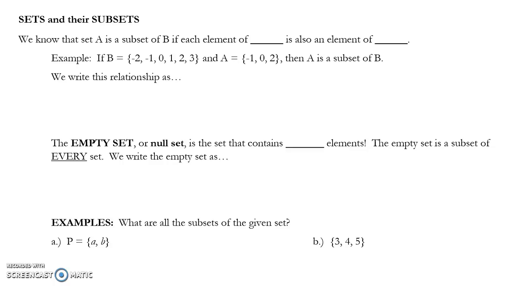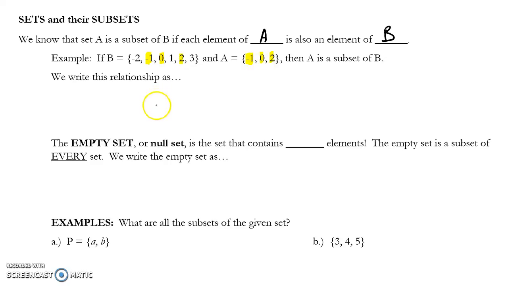Now, sets also have what we call subsets. We know that A is a subset of B if each element of A is also an element of B. So if A is contained within B, we state that it is a subset. For example, B is the set of these numbers, -2, -1, 0, 1, 2, 3. A is the set of these numbers. We know A is a subset of B. Why? Because A includes -1, 0, and 2. All three of the elements in A are inside of B. So therefore A is inside of B, and we state that this is a subset.